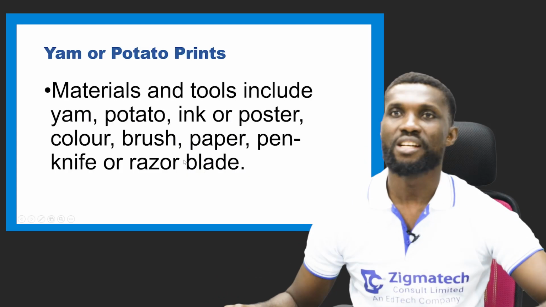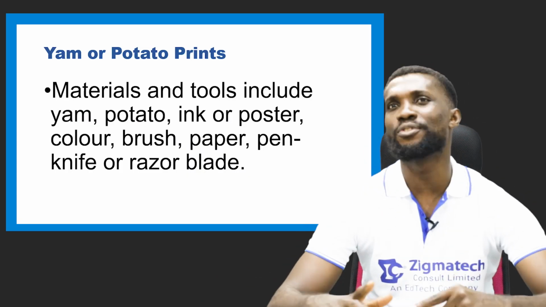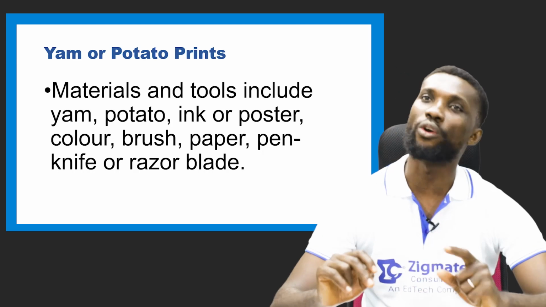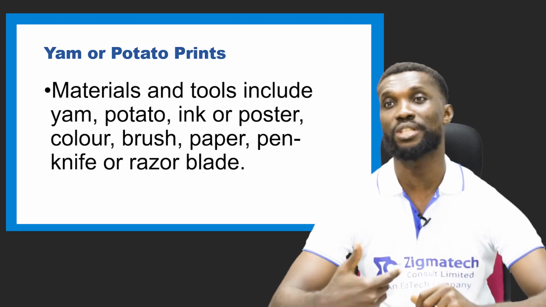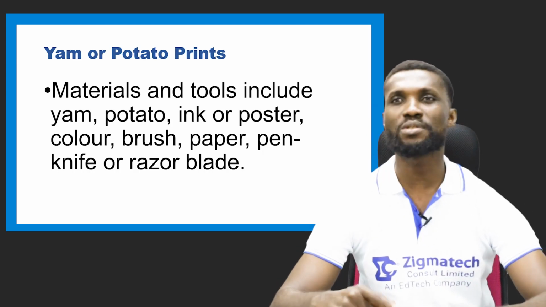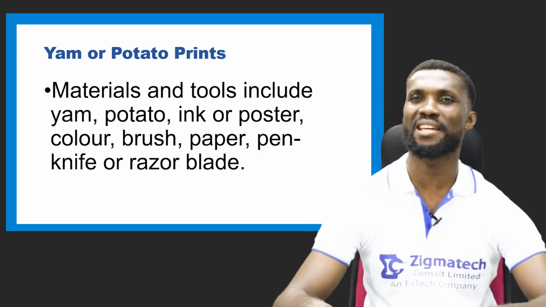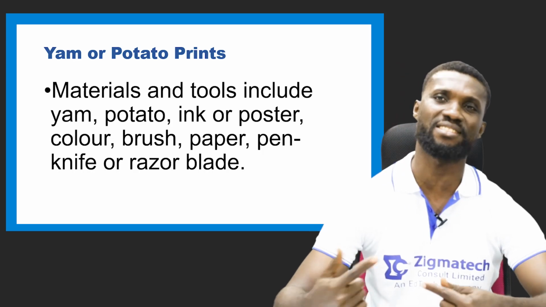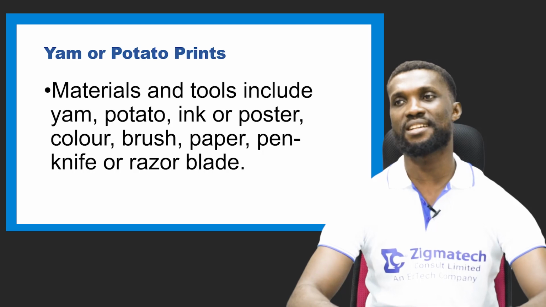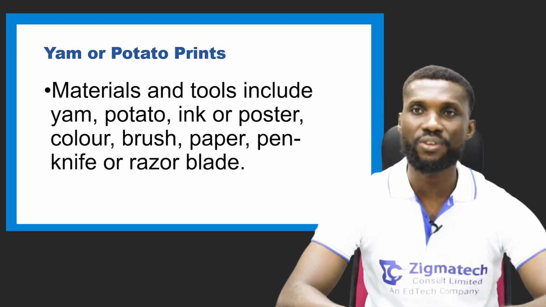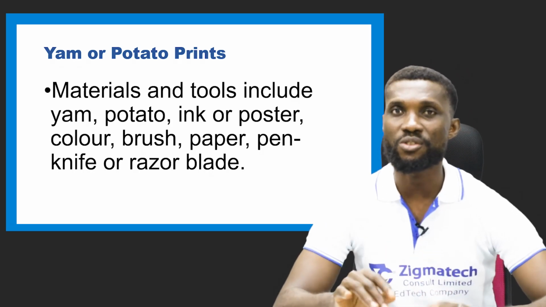Stenciling. Okay. So now, some of the materials that are needed for this potato or yam print. It's like the name implies. You need your potato, you need your yam, you need ink, you need a poster color, you need your brushes, you need your pen, you need your knife, you need a cutter, blade, razor, to mention but a few. Now, when you've gotten all these materials, the next thing you need is your surface.